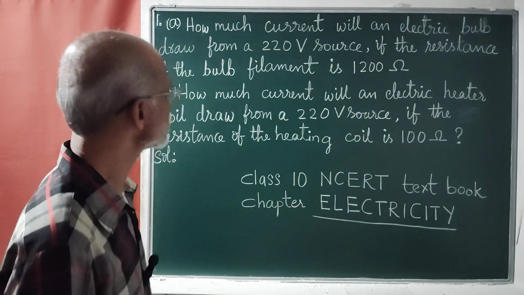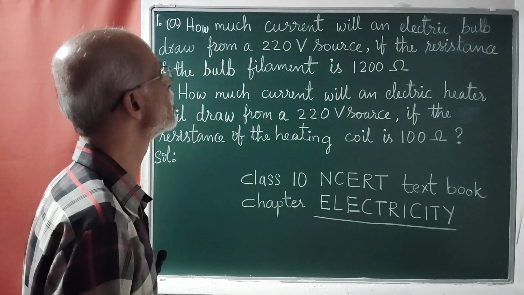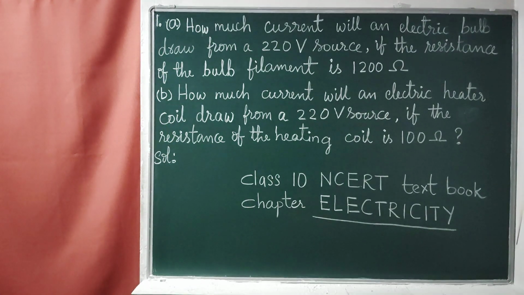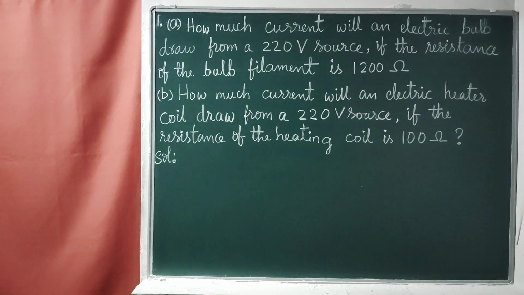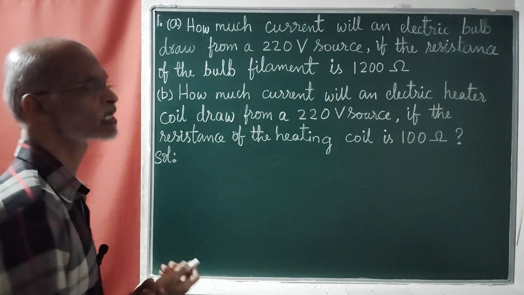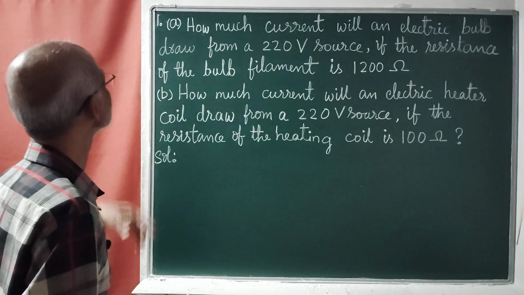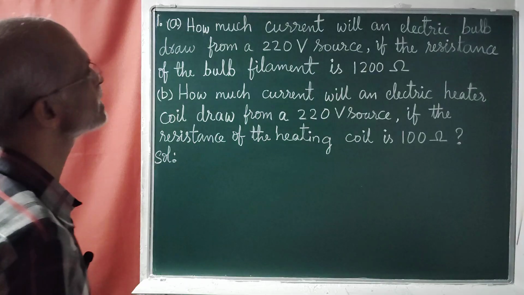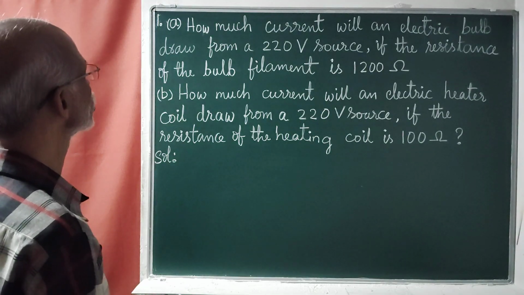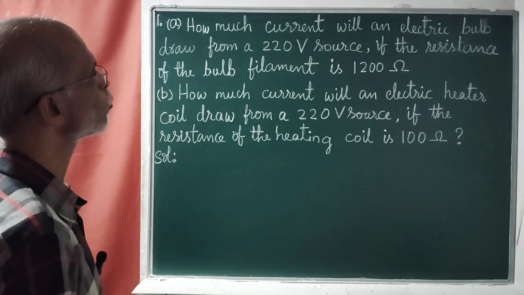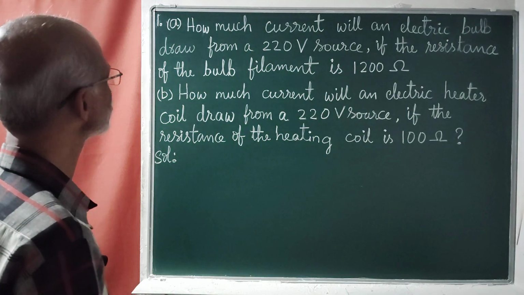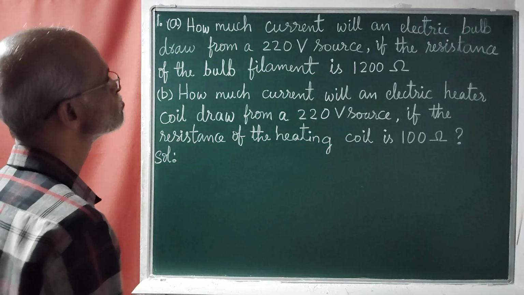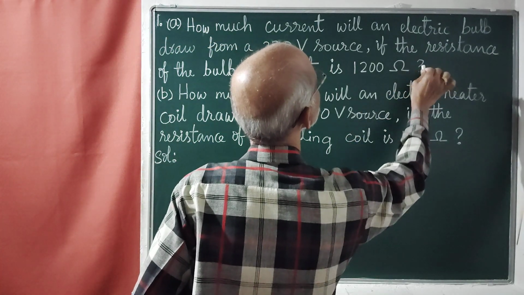In this class, we will solve sums from the NCERT textbook. The sum says there are two parts, A and B. Part A: How much current will an electric bulb draw from a 220 volt source if the resistance of the bulb filament is 1200 ohms? This is the first question.